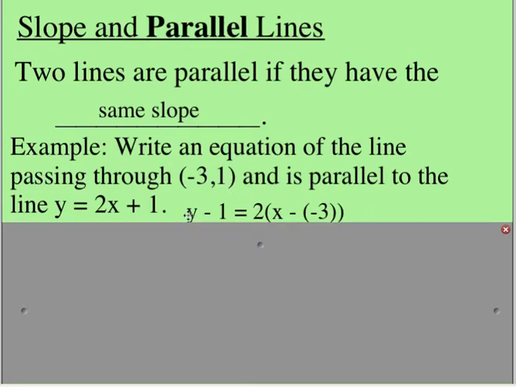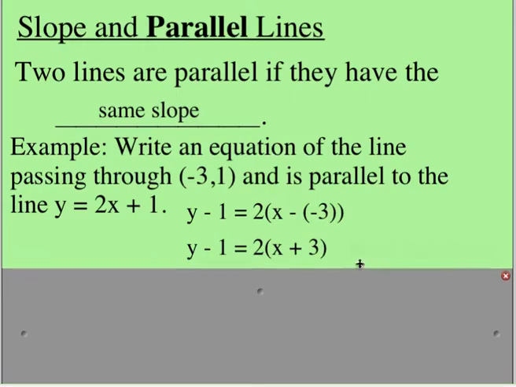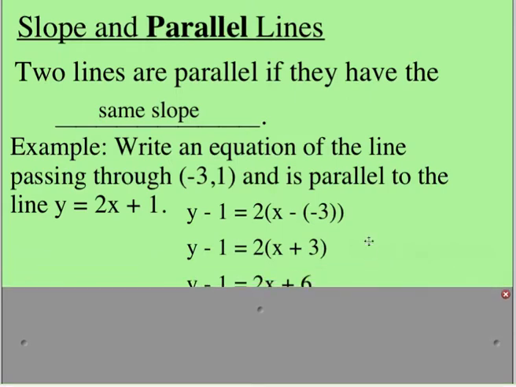So this is where you do y minus the y that you're given, 1, equals 2 times x minus the x value that you're given, or -3. So when we simplify that, we get y minus 1 equals 2 times x plus 3. This is point slope form.